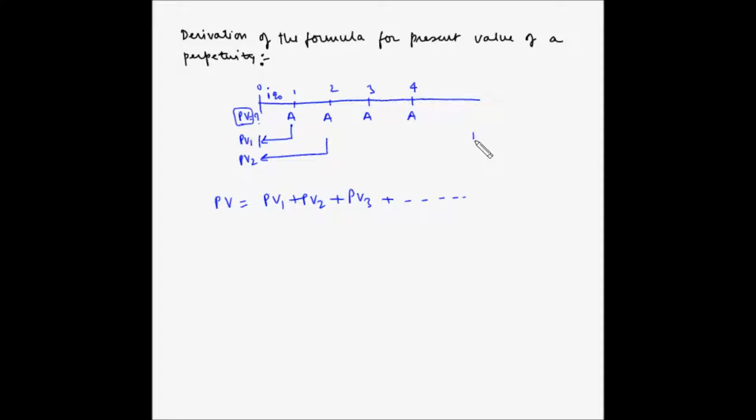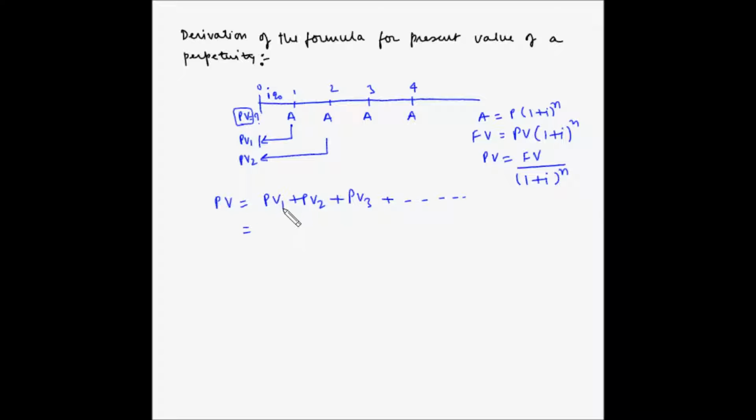Now we know that the formula for future value is present value into 1 plus I to the power n. This is nothing but the formula for compound interest also. So in compound interest, we say A is equal to P into 1 plus I to the power n. N is the number of compounding periods and I is the rate of interest per compounding period. So PV is equal to FV divided by 1 plus I to the power n.